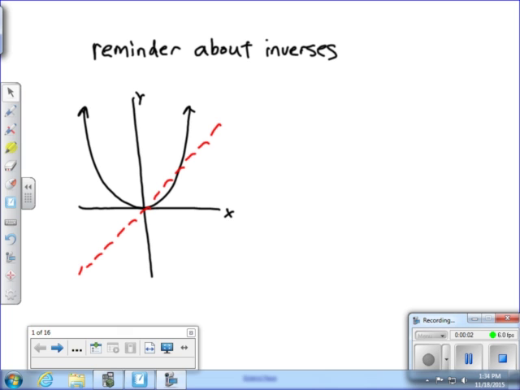Okay, I'm on page 280 in your textbook, section 4.6, titled Inverse Trigonometric Functions. So before we get into the inverse trig functions, I want to talk about and remind you about inverses in particular, okay?